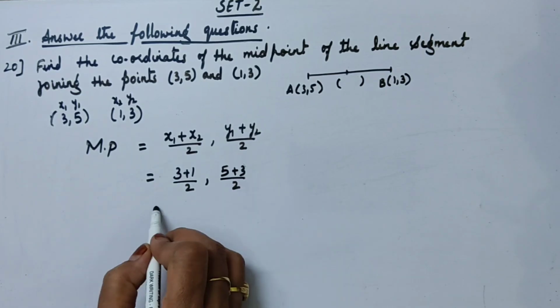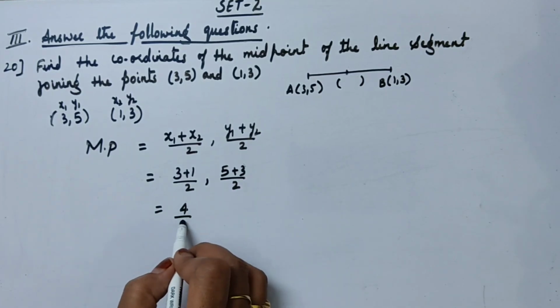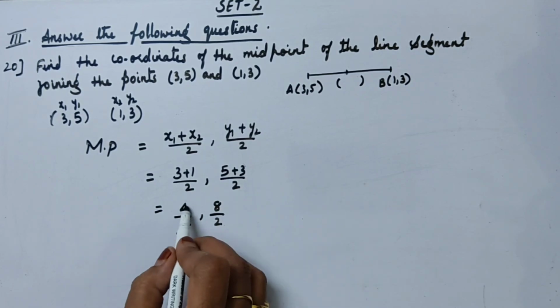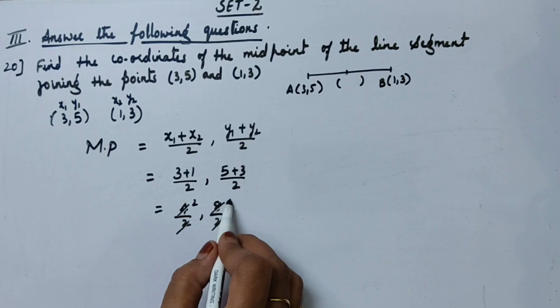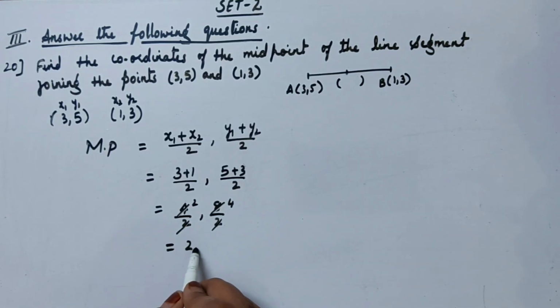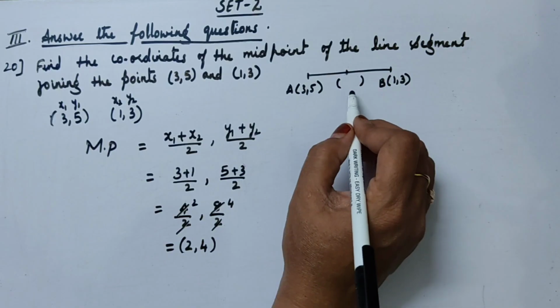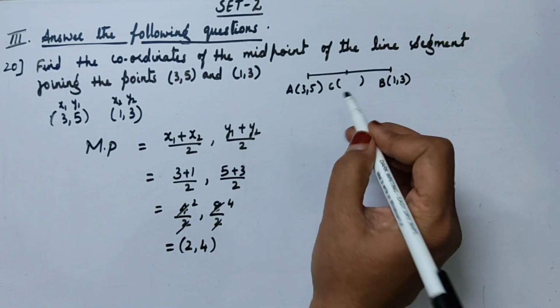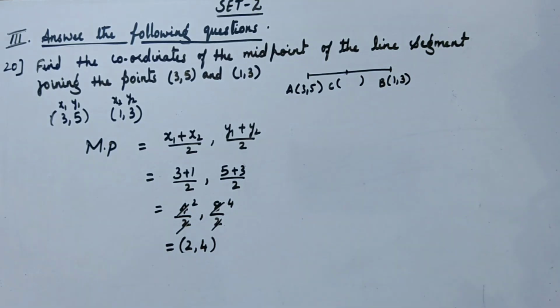That equals 3 plus 1 is 4 upon 2, and this one is 8 upon 2, students. 2 ones are 2, 2 fours are 8. So I get (2, 4) as the coordinates of this midpoint. Let me call it C. So the coordinates of C are (2, 4). Hope this is clear.